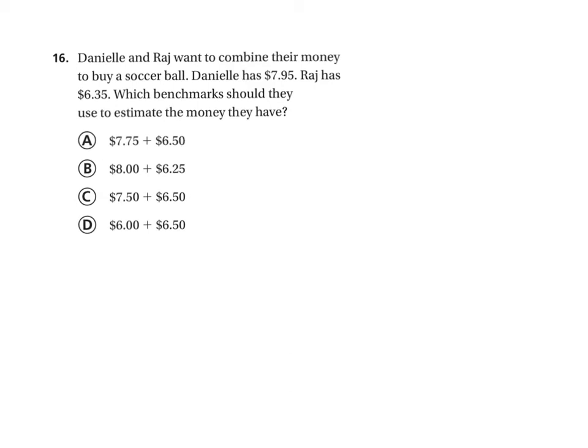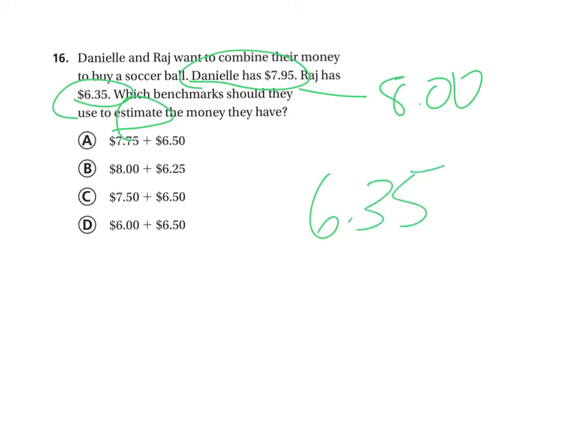All right, so let's talk about a couple of things here. First of all, I'm going to circle Danielle's amount. She's got $7.95. When I first read that, especially when it said the word estimate, I'm thinking, you know what? I'm probably just going to call that $8. That is 5 cents away from $8. And then Raj has $6.35, so I'm going to circle that. And then, that's kind of one of those where you might stop and think, okay, what is that really close to? So I'm going to write it down here, $6.35. If I was using benchmark numbers, I could think, well, all right, that's pretty close to $6.25.